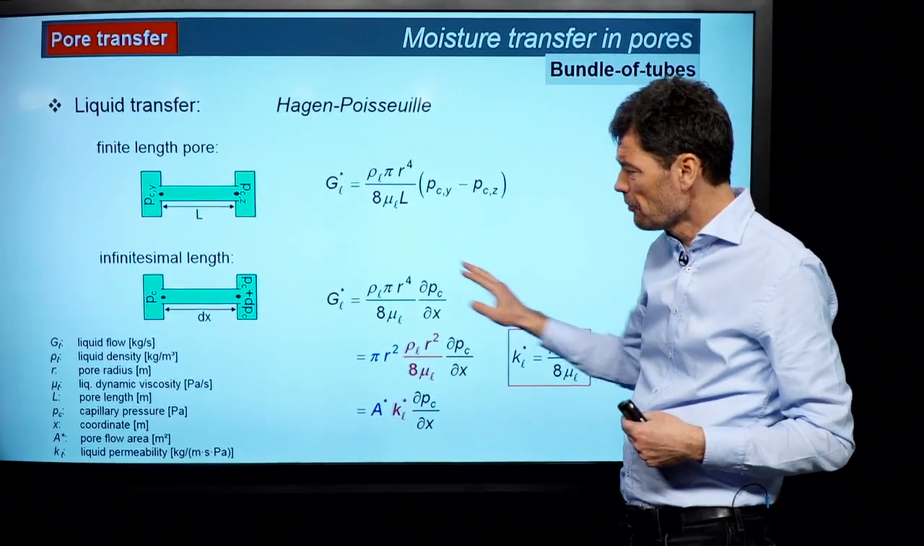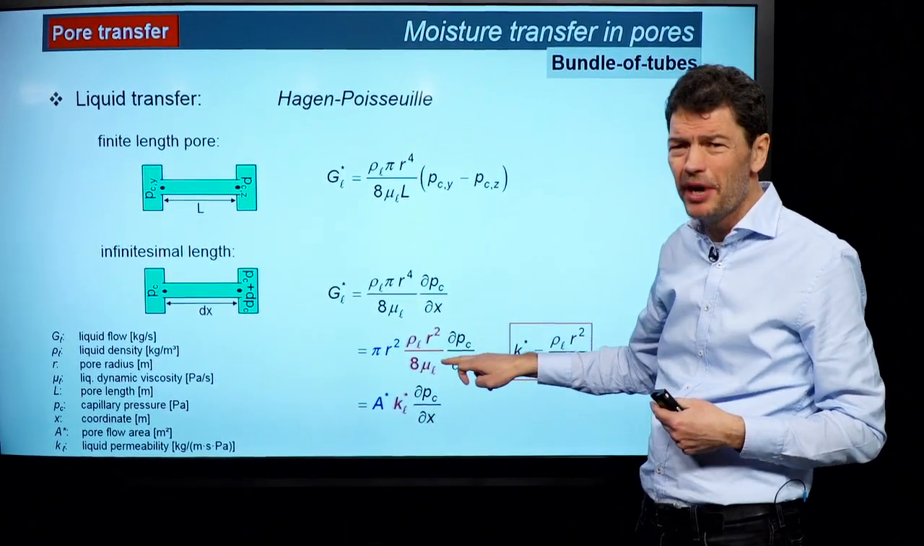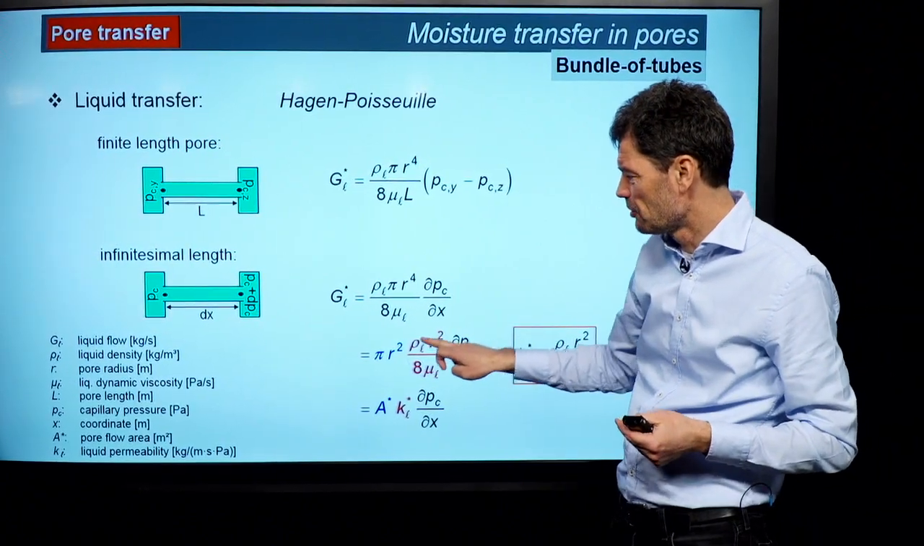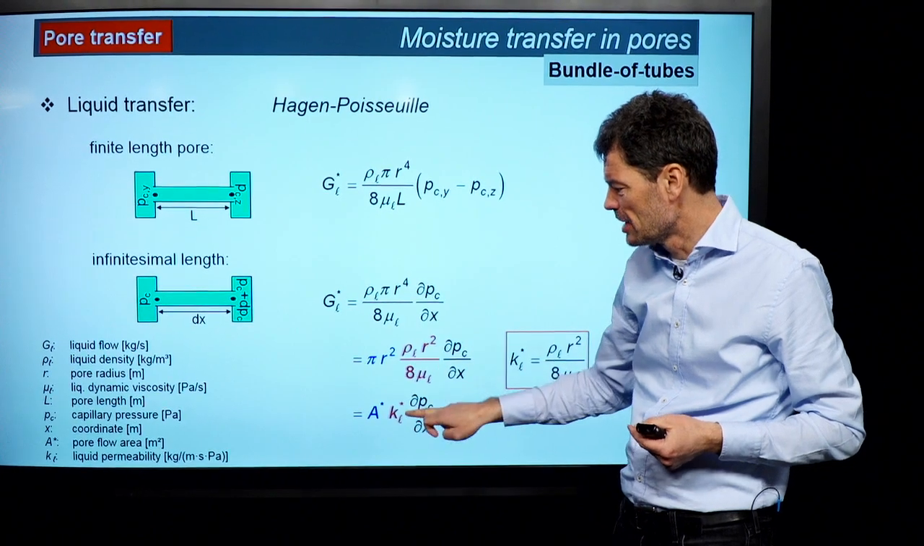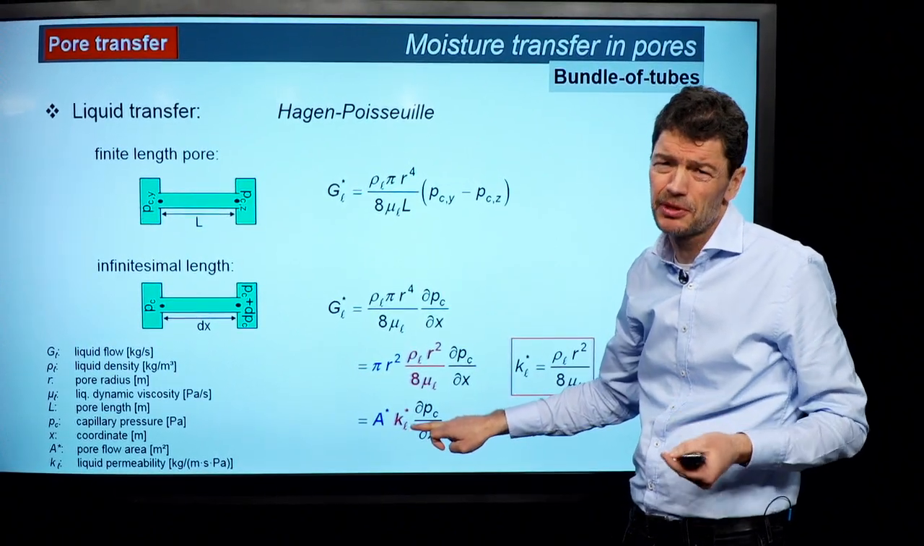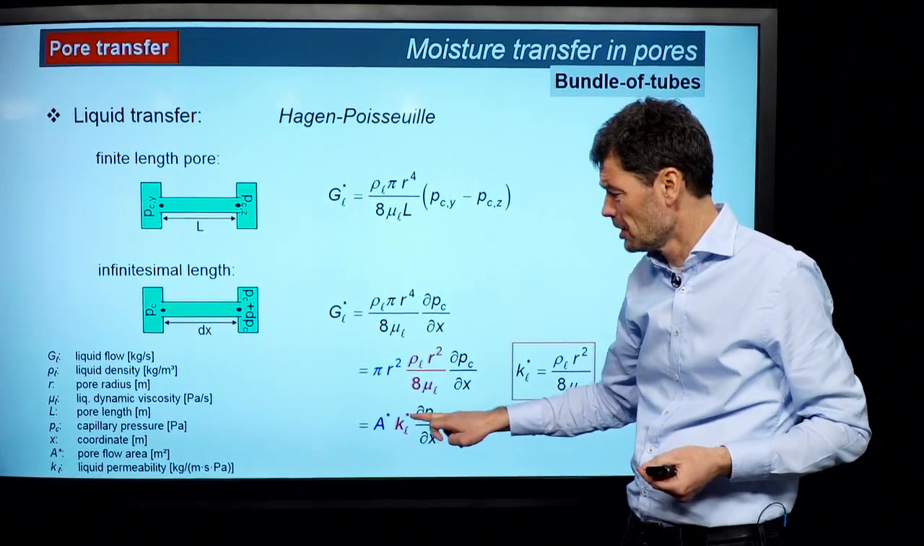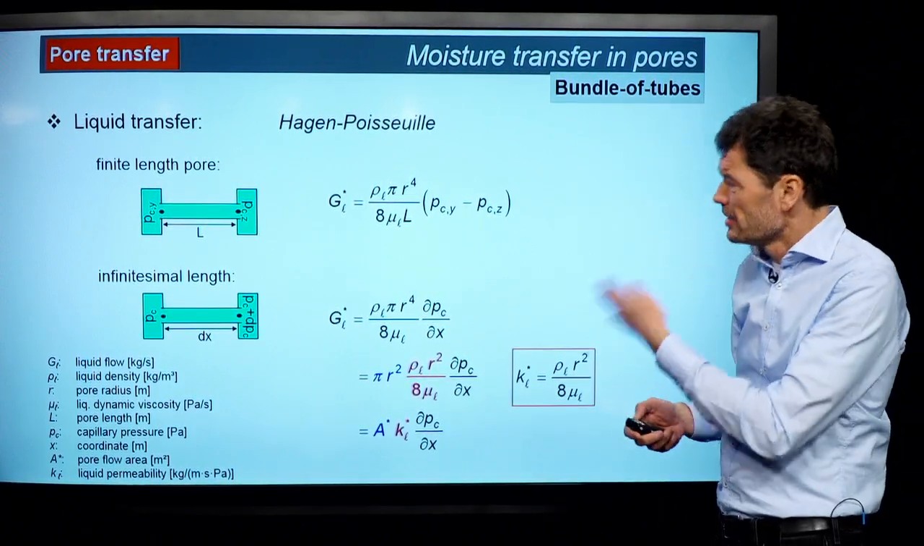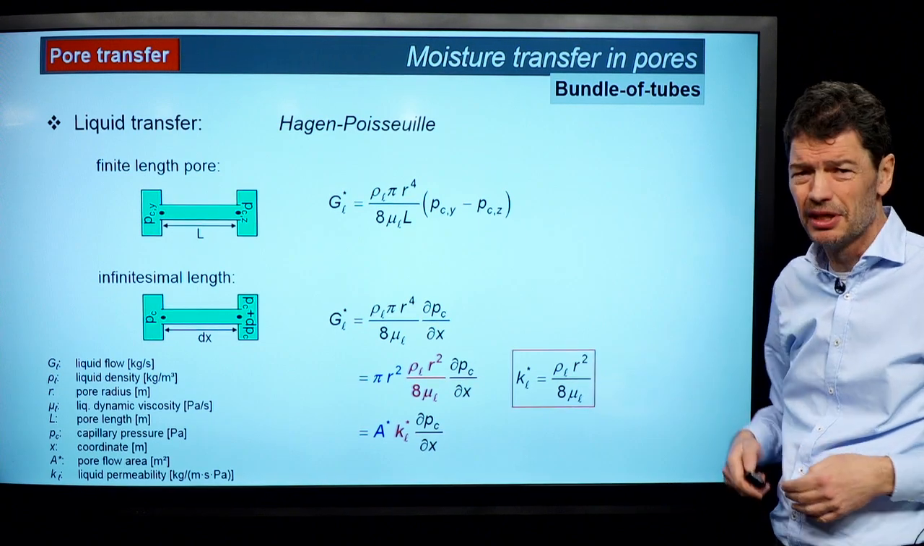Now, everything boils down to what is here in red, and I'll not talk about it very much in detail. Just to say that everything in red here can be gathered in this transport coefficient, the liquid permeability that we are aiming for. So this is the formula that we will use when we make the calculations. That was for the liquid part.